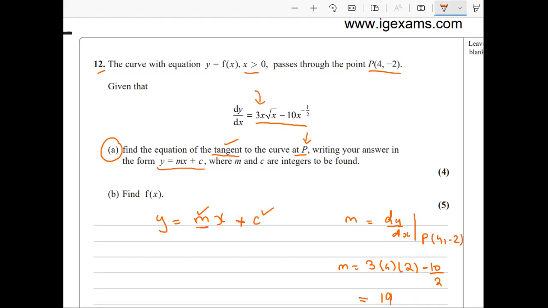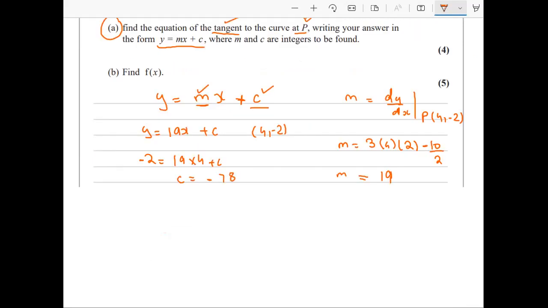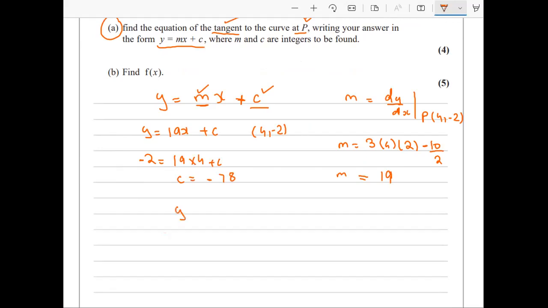I need c. In order to find c, I have this point and I have m equals 19. So I will use y equals 19x plus c and the point (4, -2). So y is -2 and x is 4, plus c. So c is turning out to be -78. Now I have m and c. I just need to rewrite everything with the exact values: y equals 19x minus 78, and this is the equation of the tangent at the point P, right? Okay. So this should be clear.